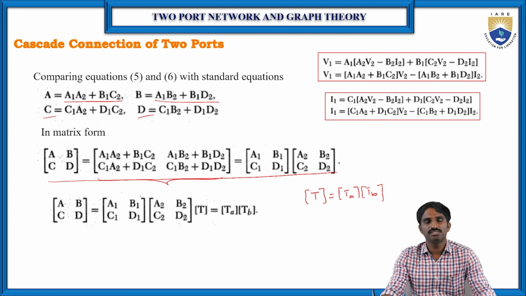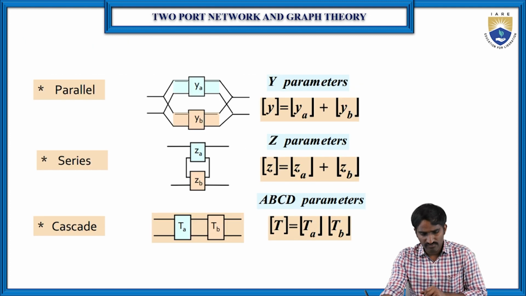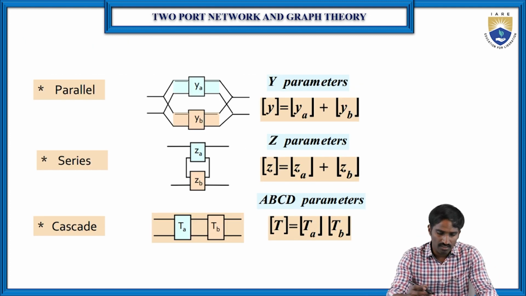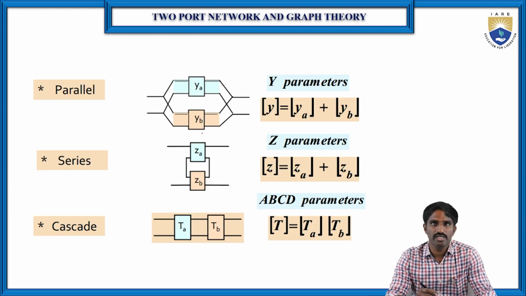So that's what T is equal to TA into TB. So this is about the cascade connection of the two networks, right? So finally we can conclude that if two or more networks are connected in parallel, then the best suitable network parameters are the Y parameters or the admittance parameters.